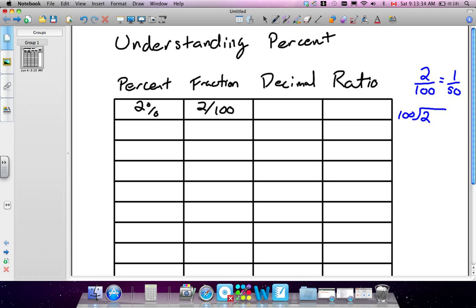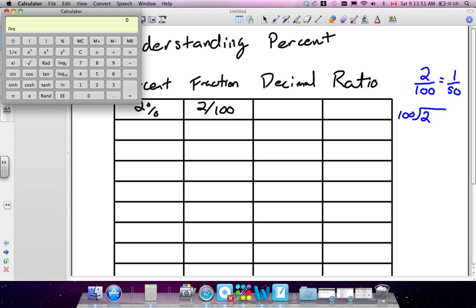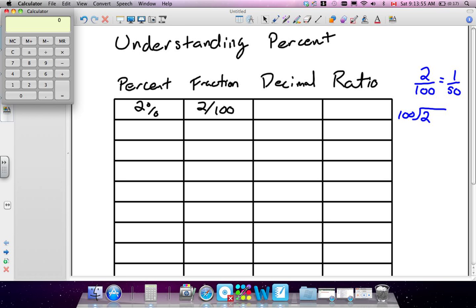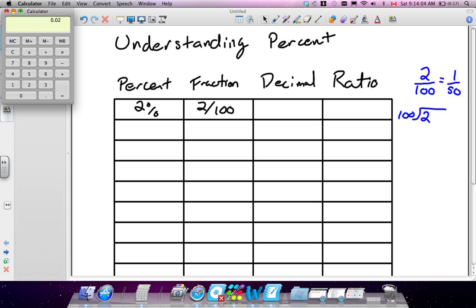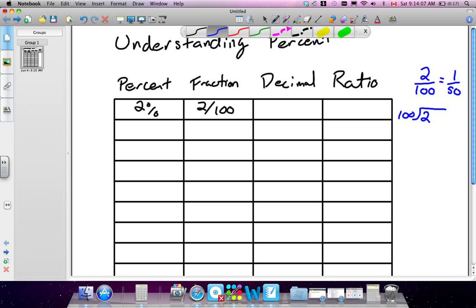Now it's a little difficult for us to work with right now, but we can use a calculator for that. So I'm going to bring up a little calculator. We take the number 2 divided by 100 equals 0.02. So that's it as a decimal, 0.02.